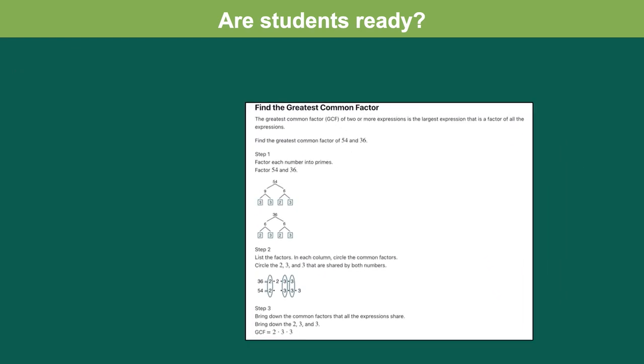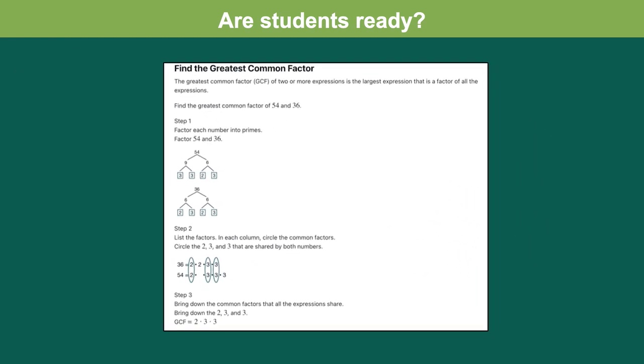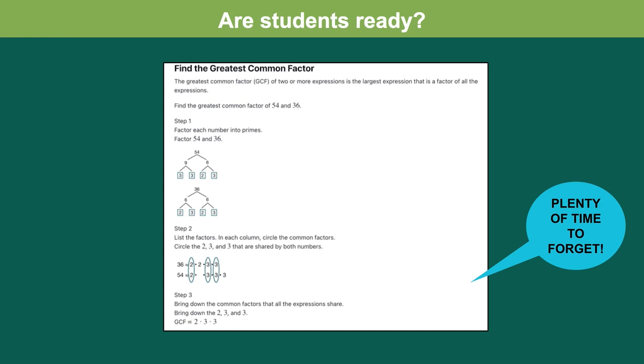One note about these prerequisite skills. Students should have learned how to simplify exponential expressions in 6th grade. In fact, they may have learned how to use prime factorization to determine a GCF, or greatest common factor. However, this is not a focus in grades 7 and 8, so students have had time to forget the skill.